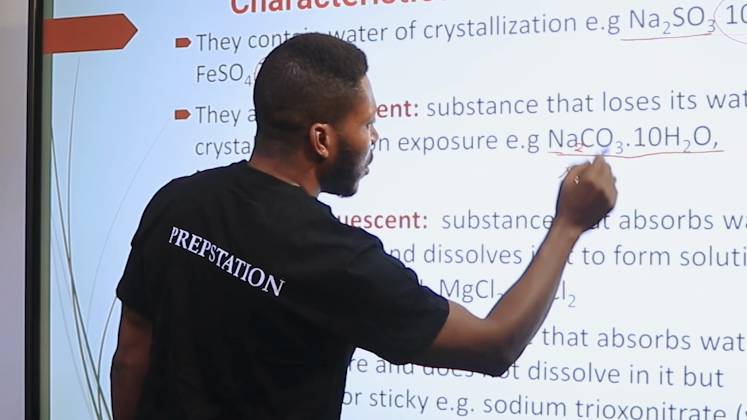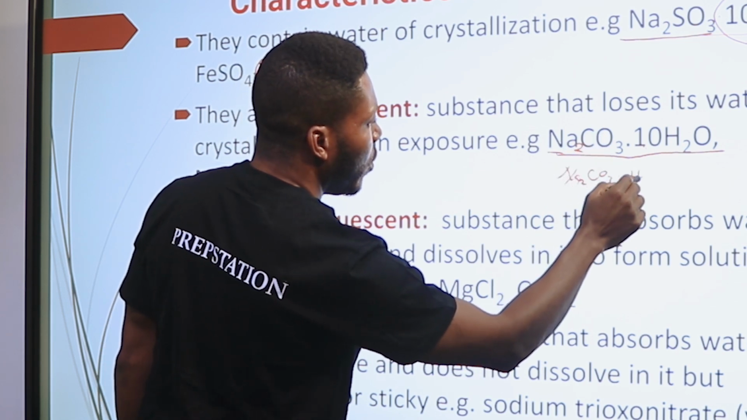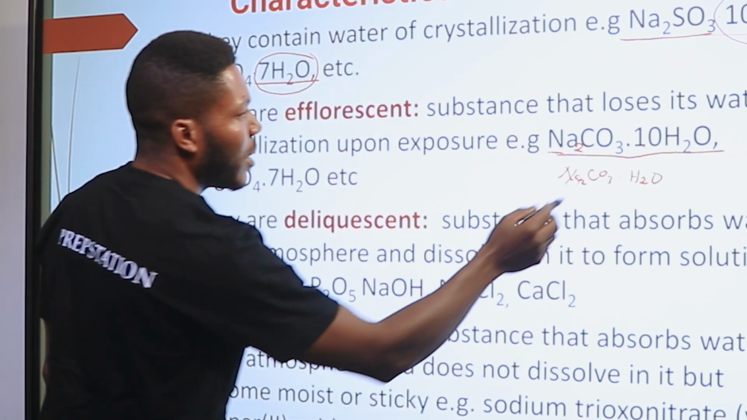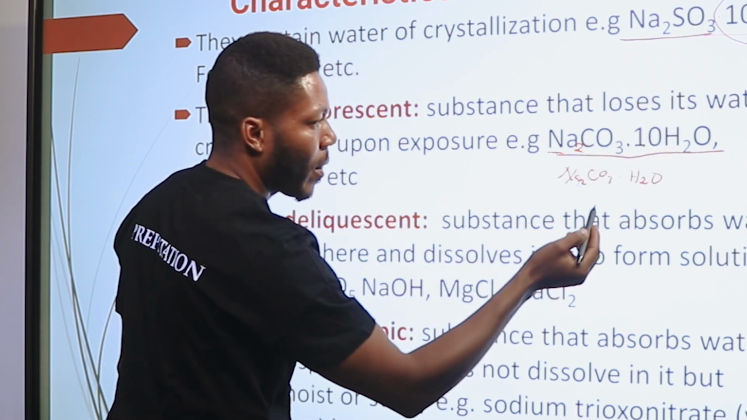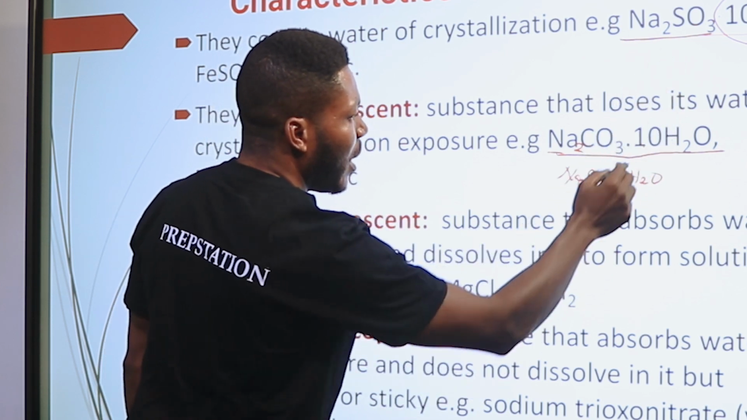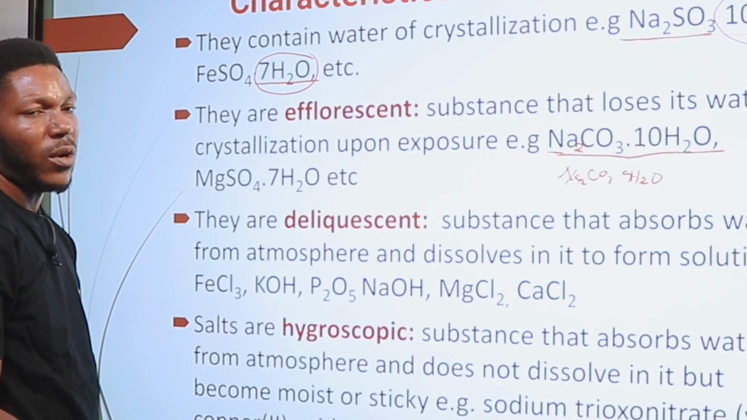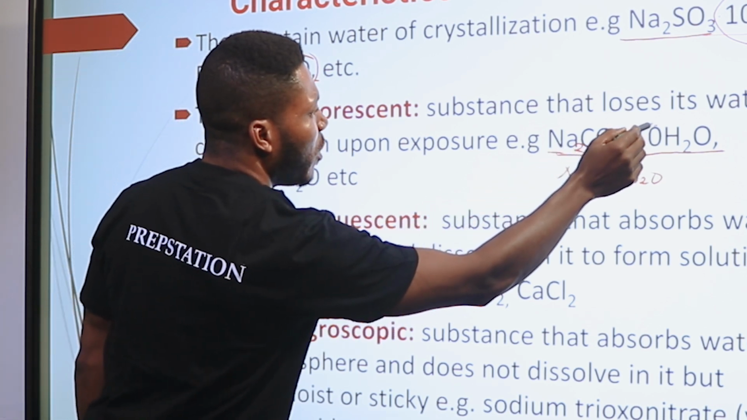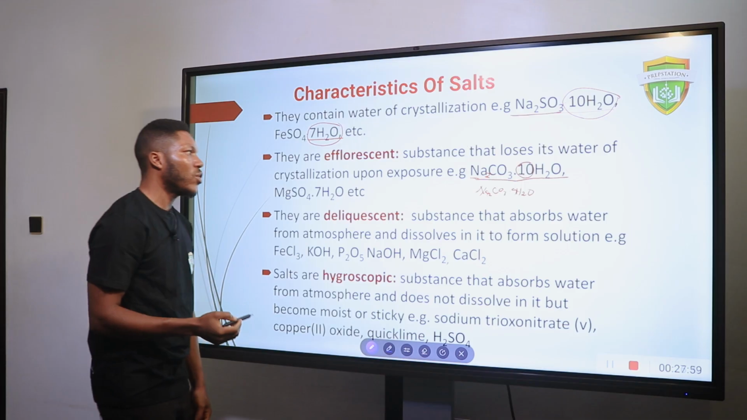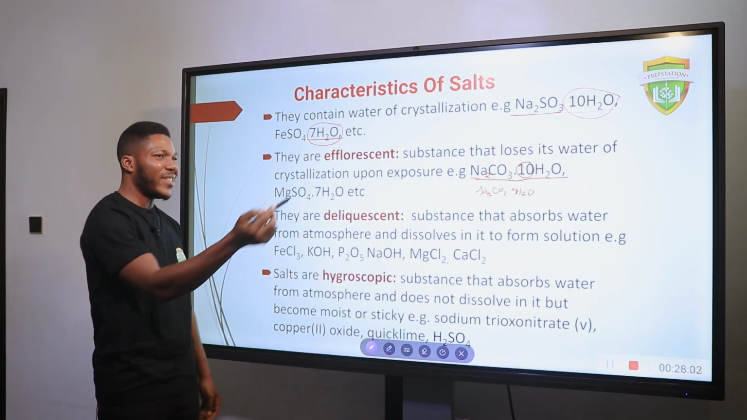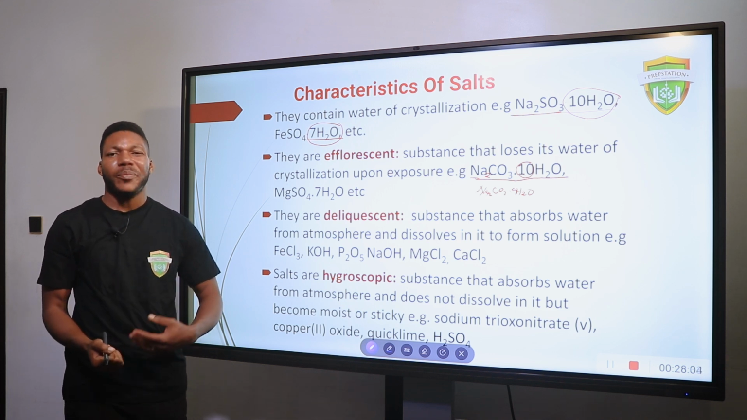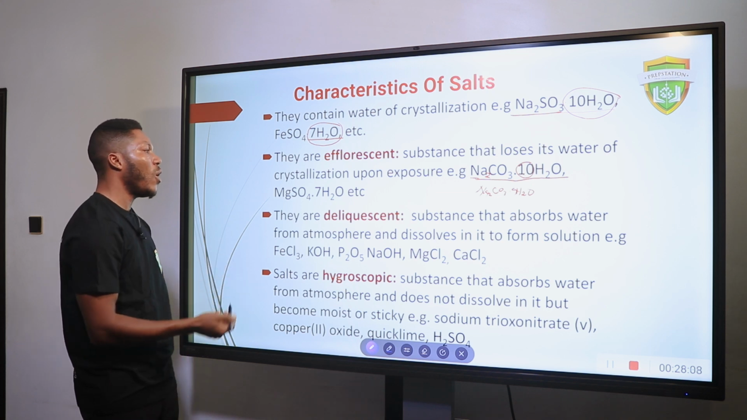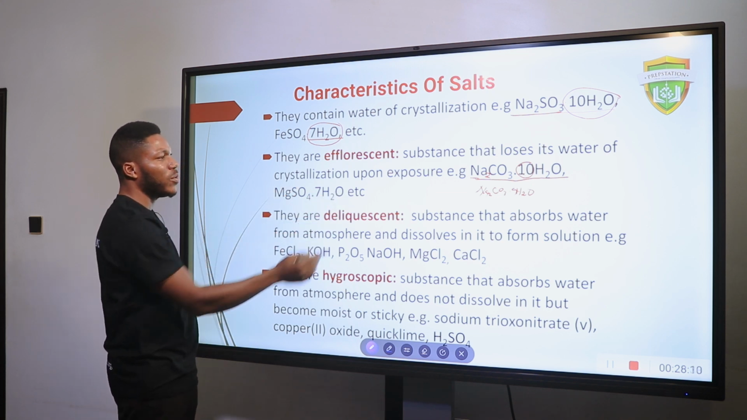Na2CO3·H2O. It means that it has lost 9. It can be that it has lost 1, and so on and so forth. Whenever there is a reduction in the molecules of water, that means that salt undergoes efflorescence. Efflorescence is a process whereby a salt loses its water of crystallization when exposed to the atmosphere.